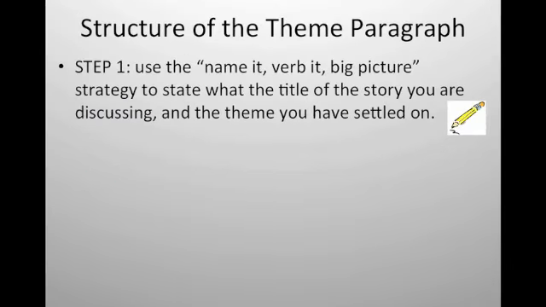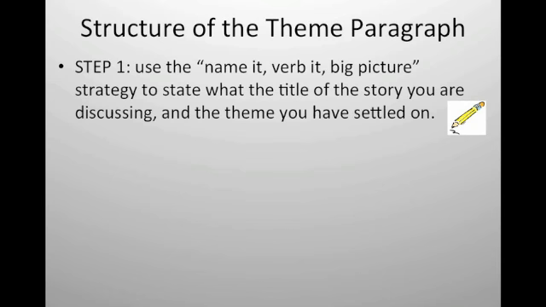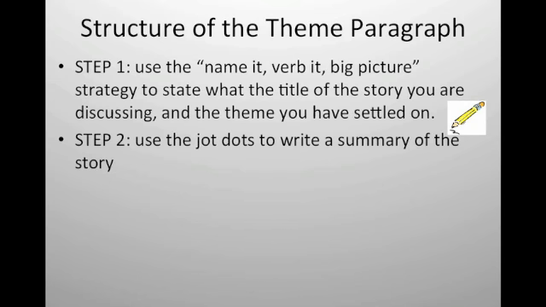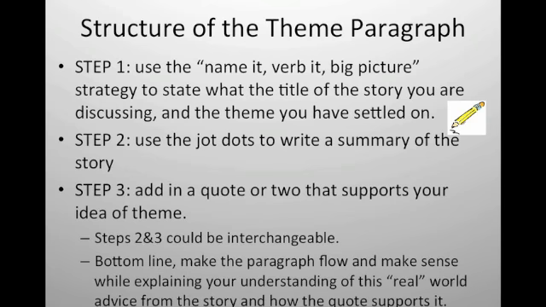All right, so how do you put this paragraph together? Well, step one, use that name it, verb it, big picture strategy we've been working on to give us the title of the story as well as the theme you settled on. And then use the jot dots to help write a summary of the story. And then finally, try to add a quote or two that supports your idea of theme. Steps 2 and 3 could be interchangeable.